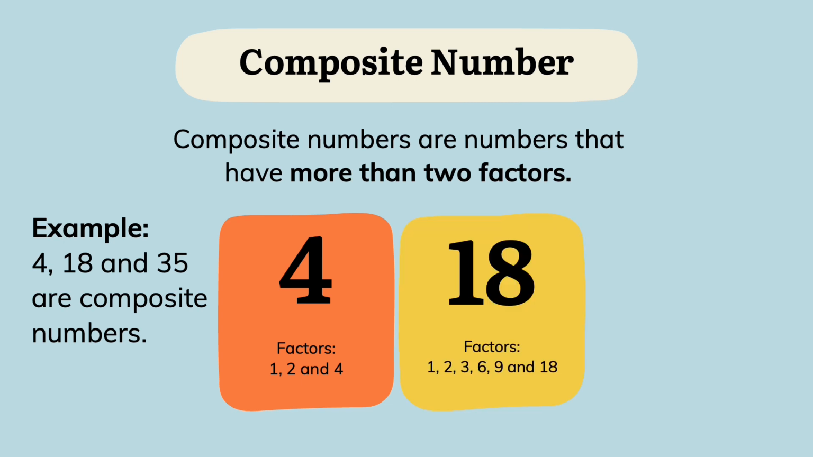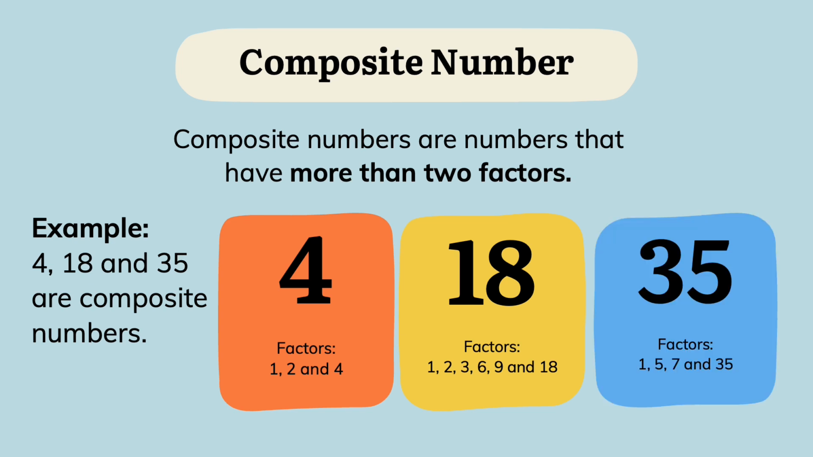Then we have also here 18. The factors of 18 are 1, 2, 3, 6, 9, and 18. And we also have 35, and its factors are 1, 5, 7, and 35.